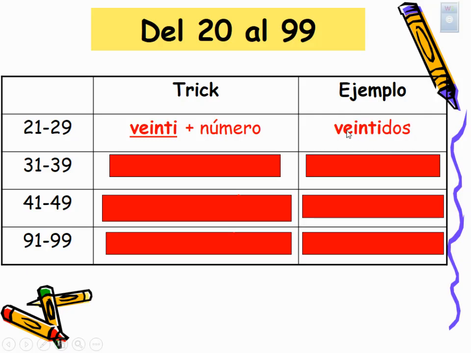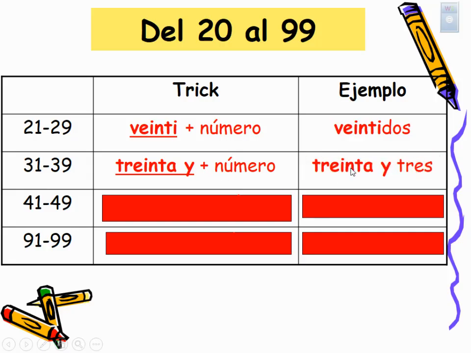That's number 22. So for the number 31 to 39, first I need to write 30, which is treinta. And then I'm going to add the word E, which in this case is the Y, which means A-N-D. So I'm going to write the number 30, y, and then the number. So if I wanted to write 33, I would write treinta y tres.